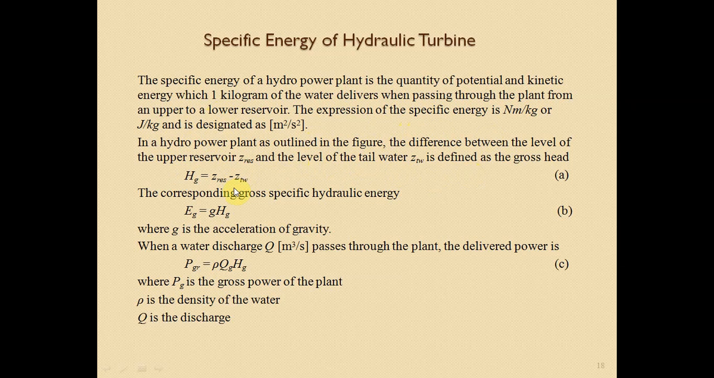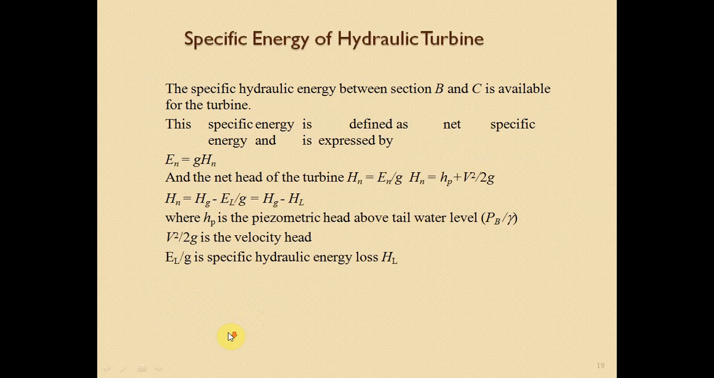So Hg is equal to H reservoir at the top minus H reservoir at the bottom. The corresponding gross specific energy is Eg equal to g into Hg, where g is the acceleration due to gravity. Where a water discharge of Q cubic meters per second passes through the plant, the delivered power is P equal to rho into g into H into Q, where rho is the density of the water and Q is the discharge.